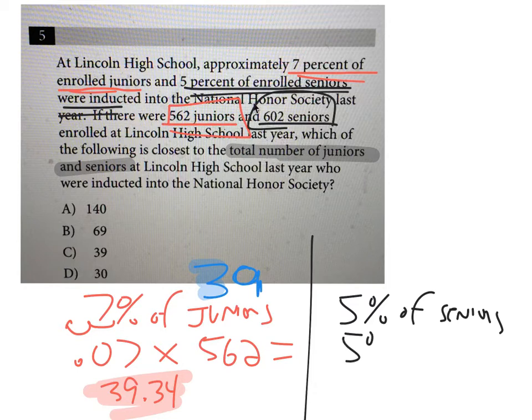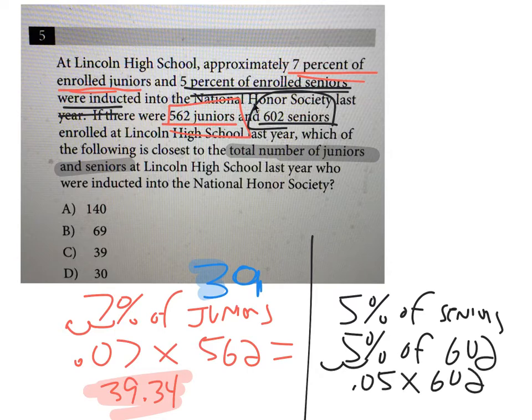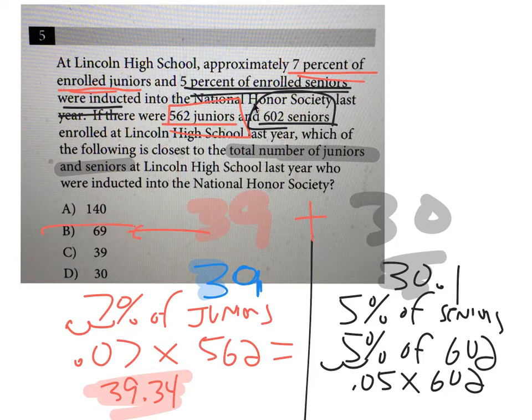So I'm going to do 5% of 602. So that's going to give me 0.05 times 602. So that's going to give me about 30.1. So we round to the nearest person, we're going to get 30. So it looks like here there's 39 juniors, and it looks like here there's 30 seniors. So if I add them up, it looks like here my answer is going to be answer choice B, a total of 69 students.